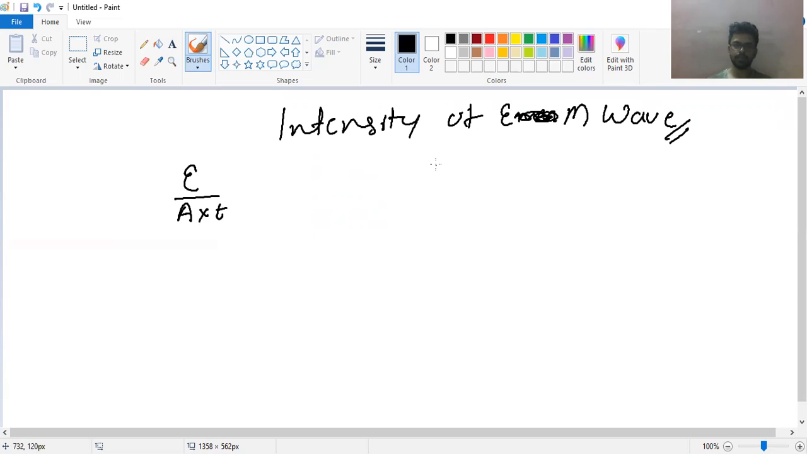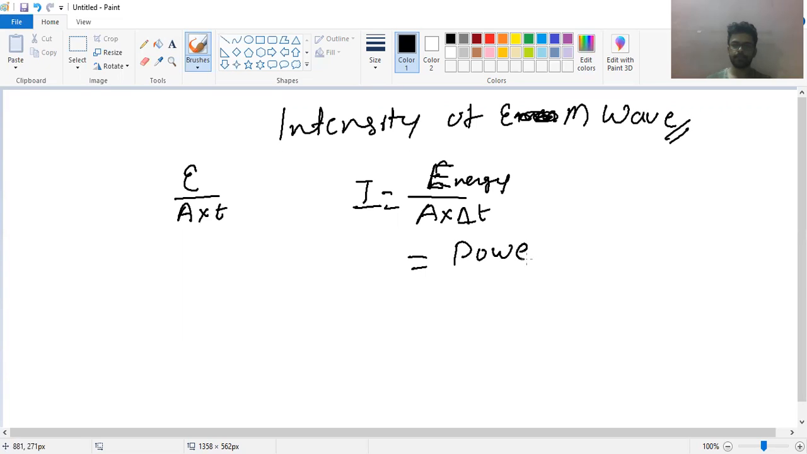Intensity is always given by the energy of a wave going through some particular area in some amount of time. This is the intensity, right? And this E is not electric field. This is the energy of a wave. And how can it be written? Energy per unit time is power. So intensity is equal to energy per unit area per unit time, or it can be written as power per unit area. So both the equations are important for you.